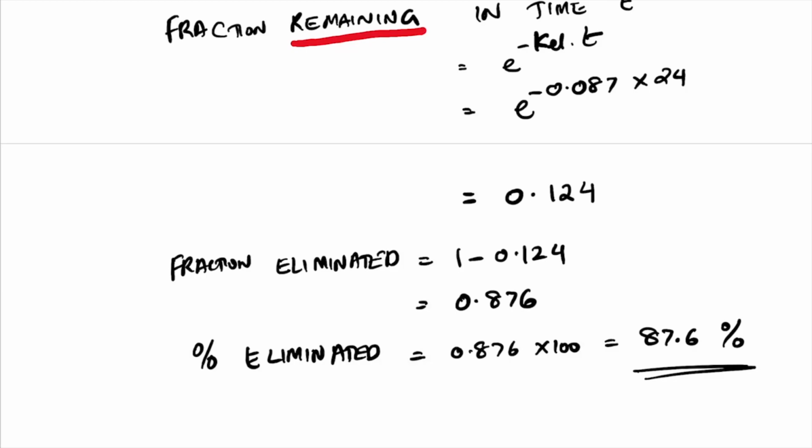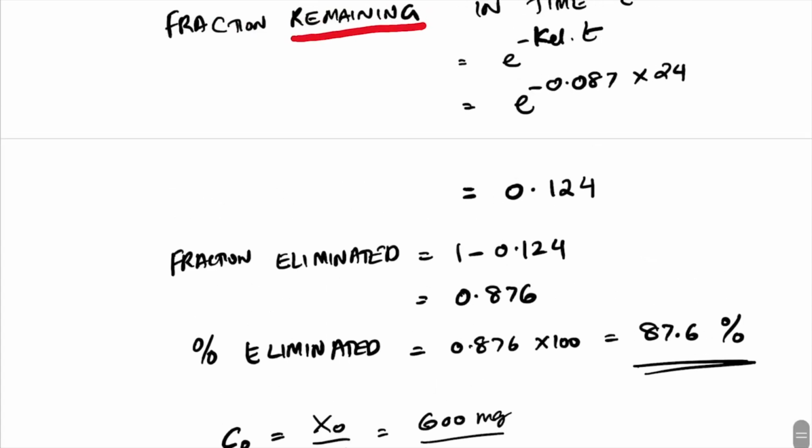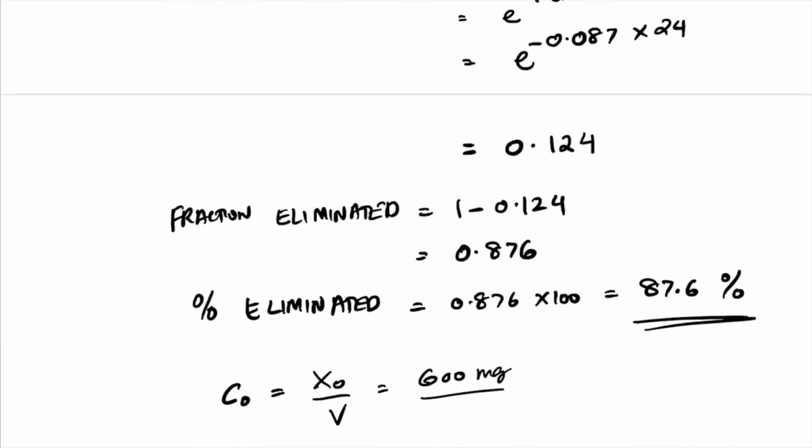So the next part of the problem is, what is the expected plasma drug concentration 24 hours post-dose? To do that, we need to calculate C0, which can be done based on dose divided by volume of distribution. The dose is 600 milligrams, and the volume of distribution was 24.8 liters.